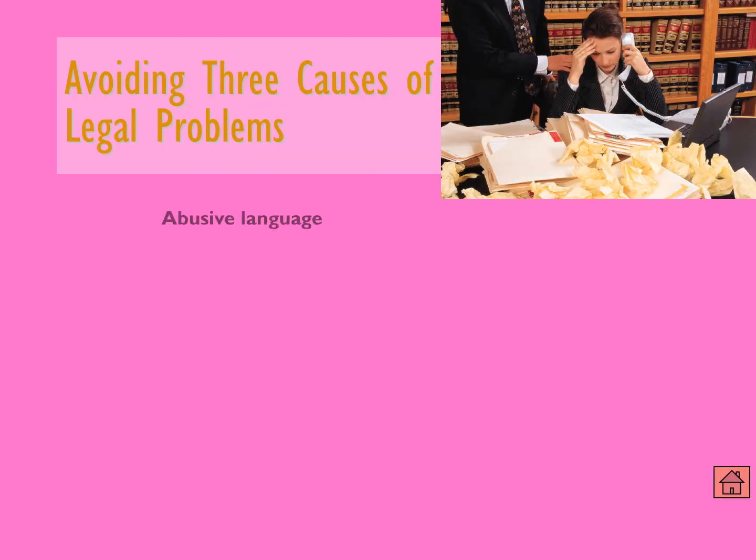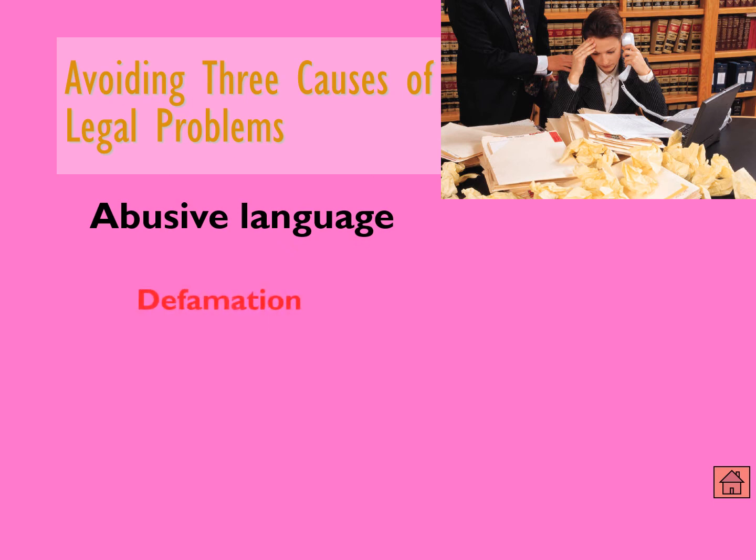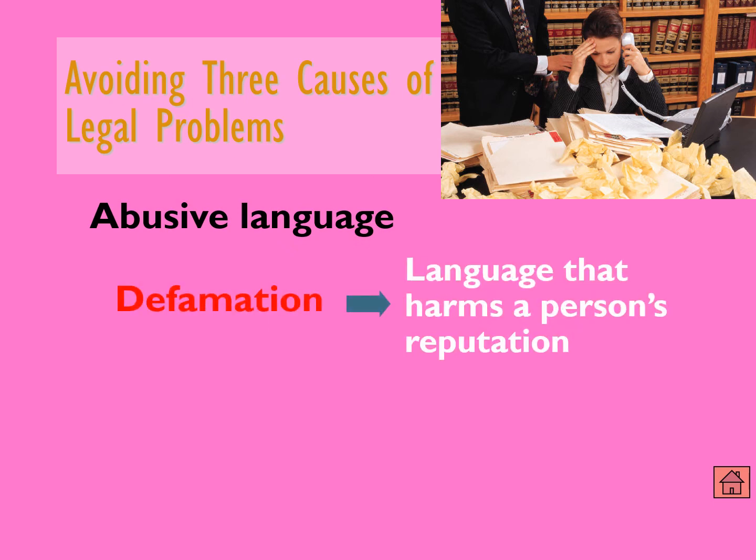Let's take a look at some legal issues here. First of all, abusive language. Well, there's defamation, which is language that harms a person's reputation. You've got to be extremely careful with this. So you've got to be careful, not necessarily when you write to the person to whom you are communicating, but if the result of the bad news is because of someone else, you really need to be very cautious about presenting that.